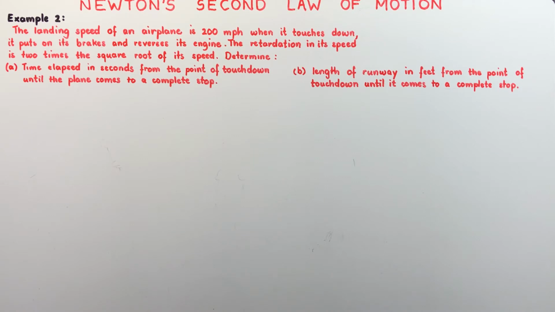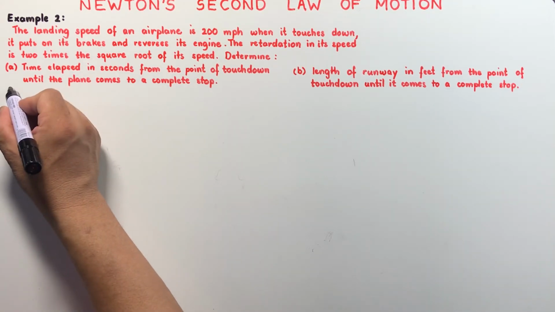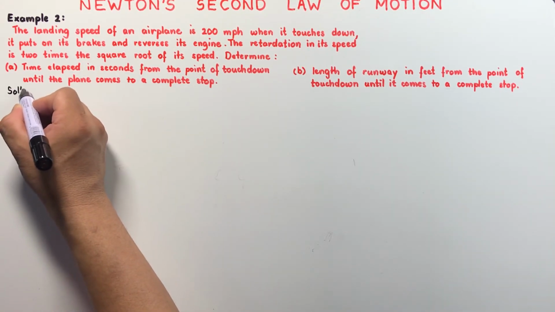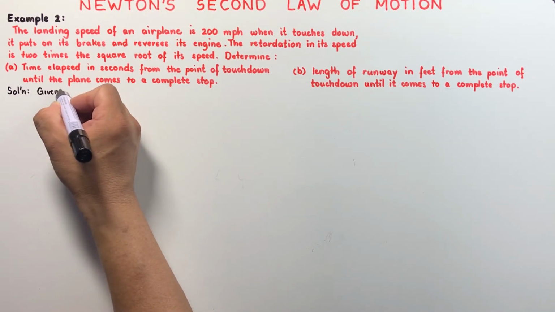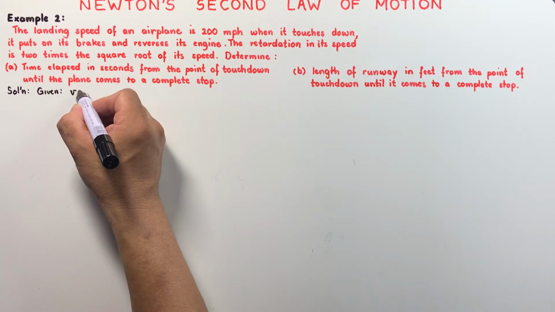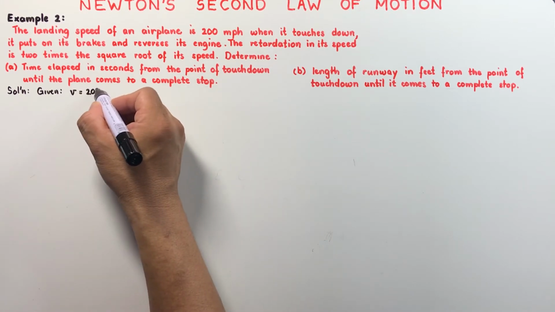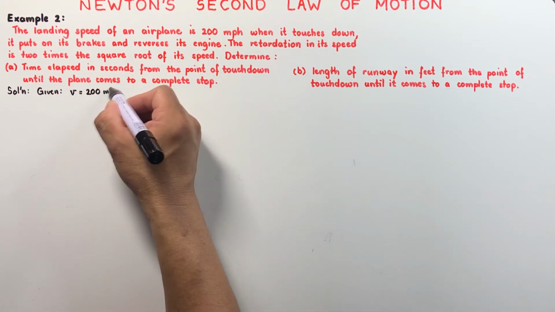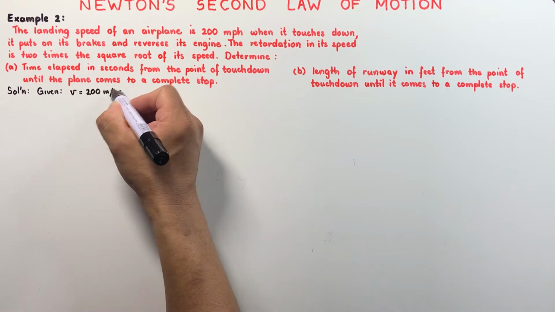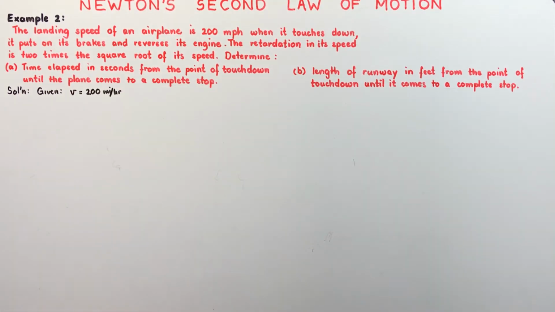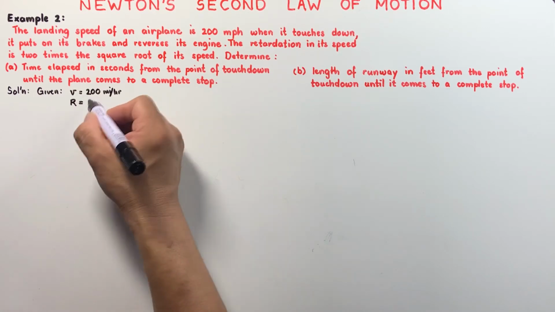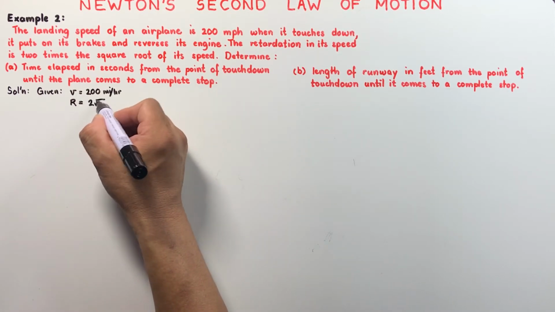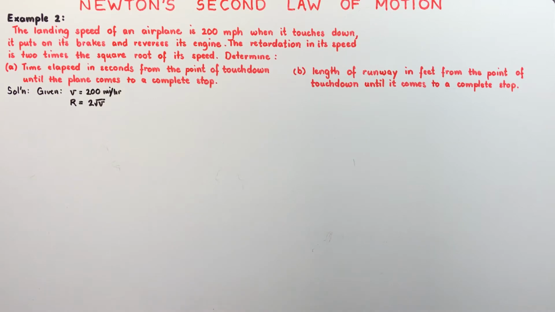So to solve this problem, we identify first the given things in the problem. The given things in the problem are that the velocity is 200 miles per hour and the retardation is equal to twice the square root of the velocity.